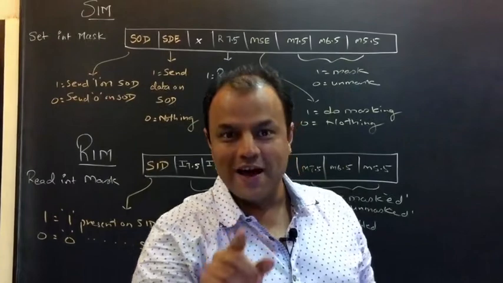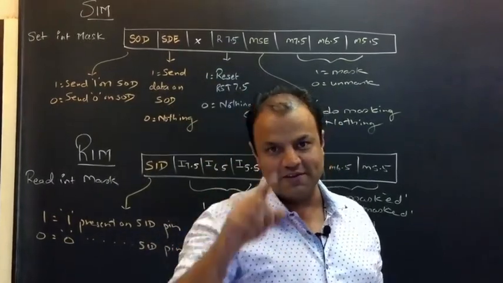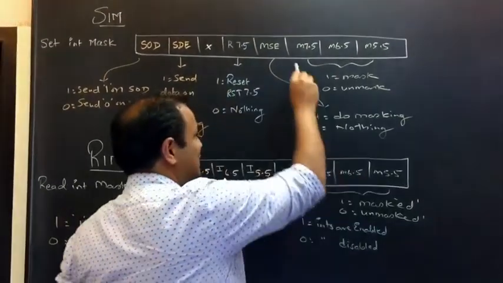Trap can never be masked. INTR cannot be individually masked by SIM. It can only be disabled by DI. I hope you remember that. So these are the three interrupts.